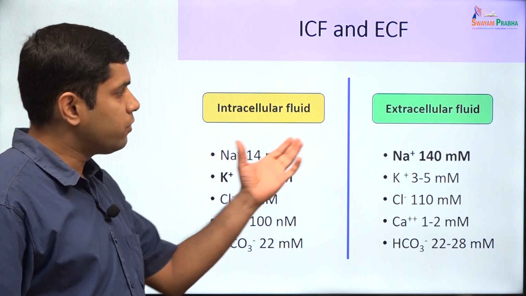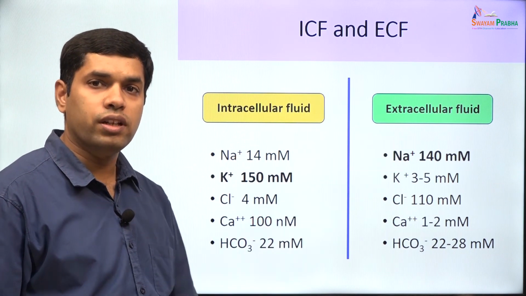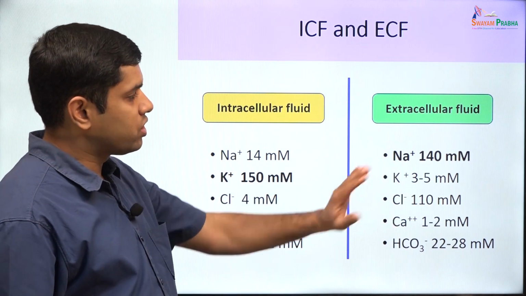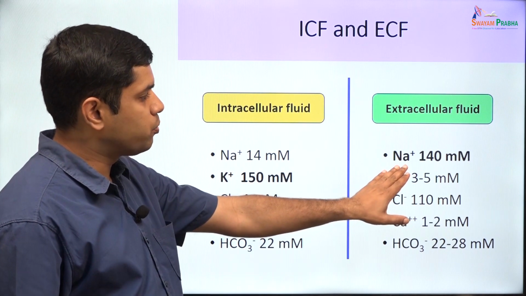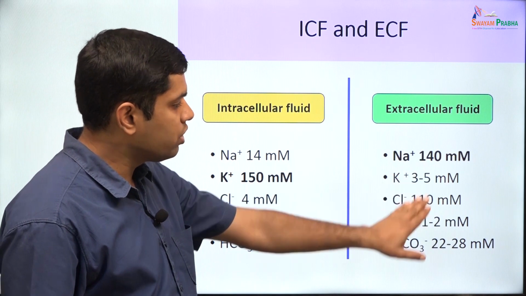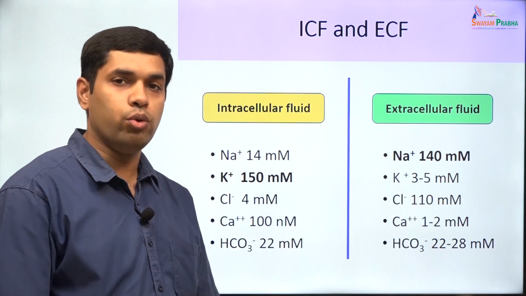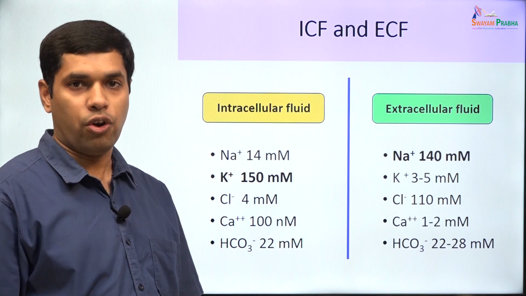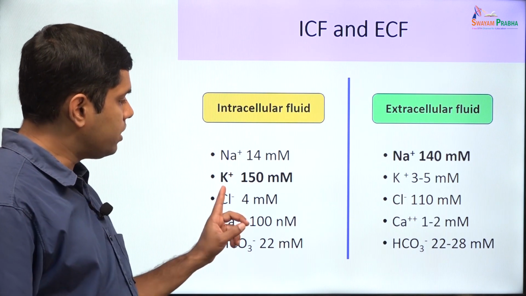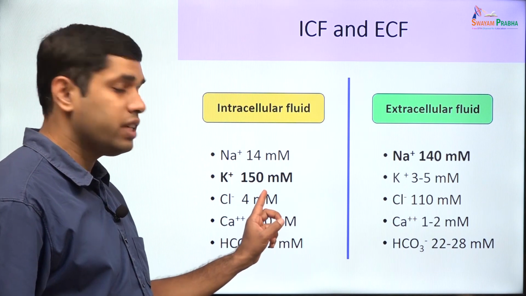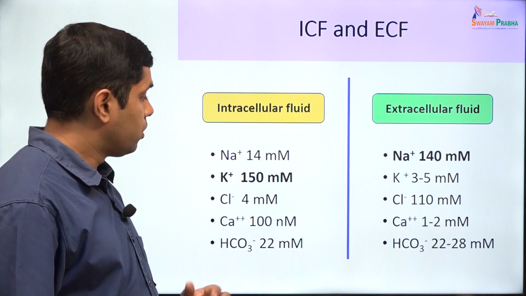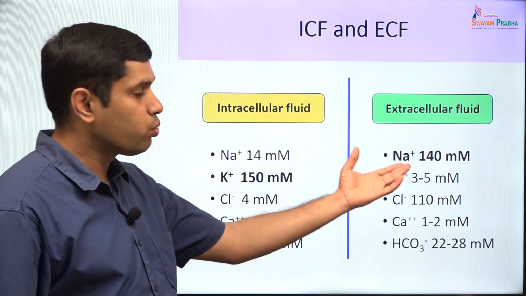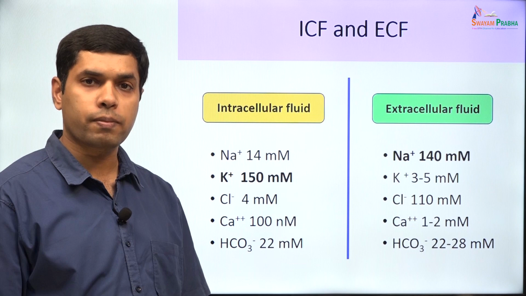The intracellular fluid and the extracellular fluid are not similar in composition. If you look at the extracellular fluid, you will realize that it is predominantly a sodium and a chloride based fluid. So, the extracellular fluid is very similar to seawater. Whereas, if you look at the intracellular fluid, the predominant cation in the ICF is potassium. So, potassium is 150 millimolar, whereas in the extracellular fluid it is sodium that is the predominant cation.